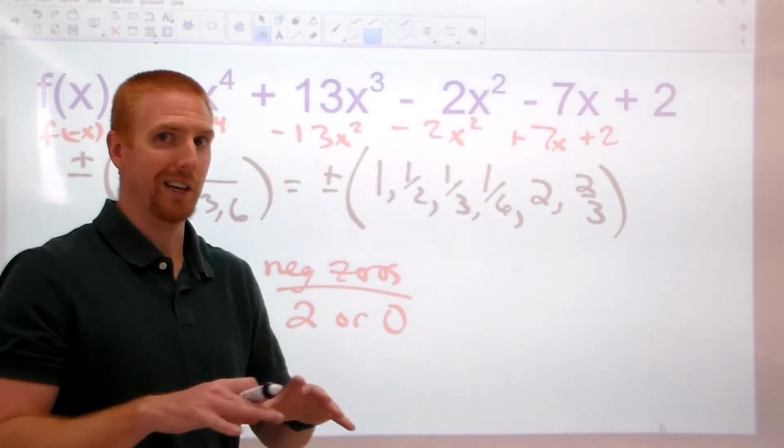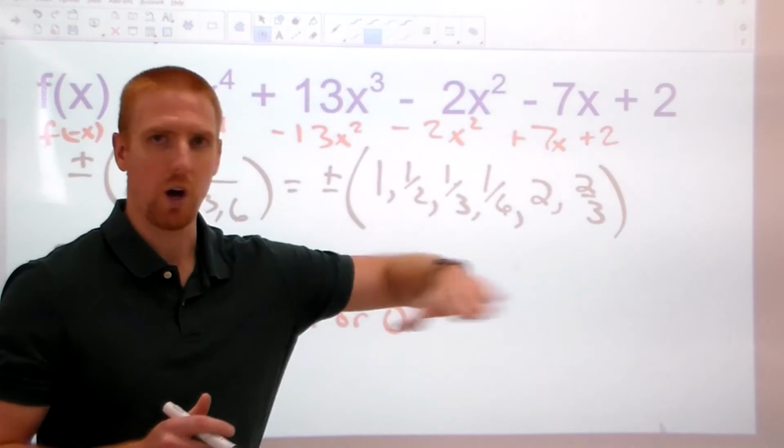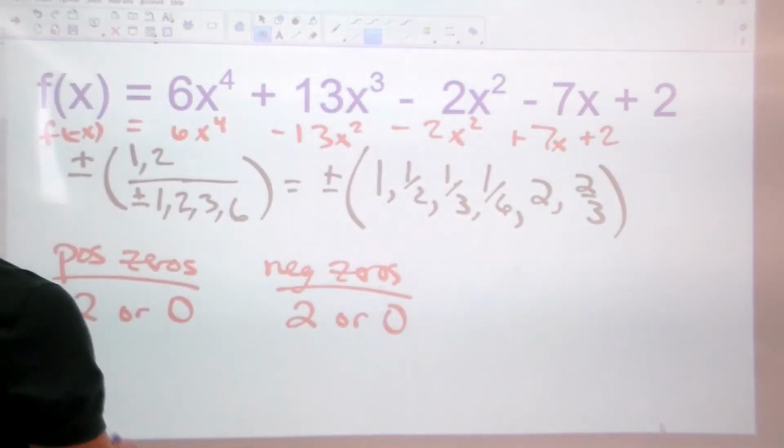If you try something and it doesn't work, but it's a boundary, there's no zeros past that point, and you can start crossing stuff off that list, and you don't have to try as many things. It narrows it down for you.